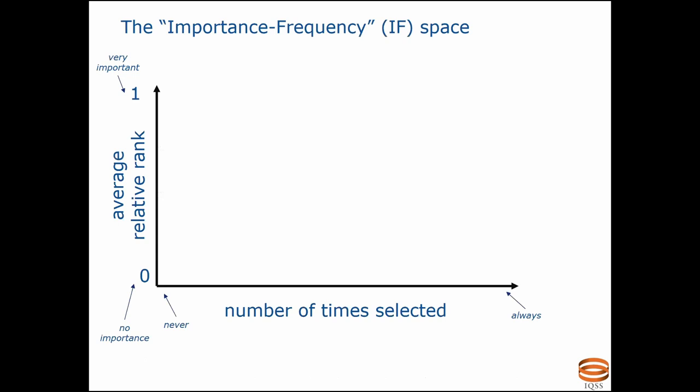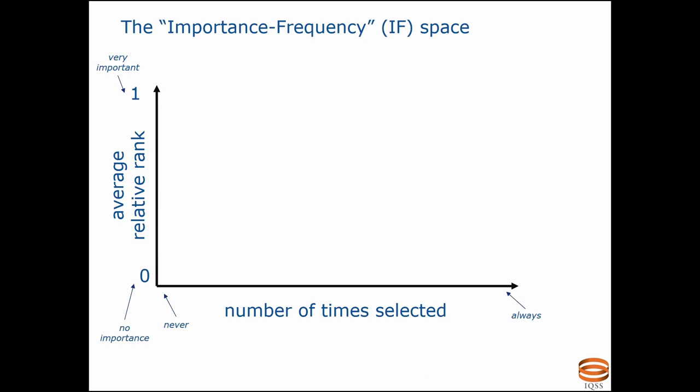So we construct this plot, which is the importance-frequency space, where essentially we project all this heat map on this graph in this way. Here you have the relative importance from 0 to 1. 1 is the most important, 0 means the variable is discarded. And this is the number of times this variable has been selected, from never to always.